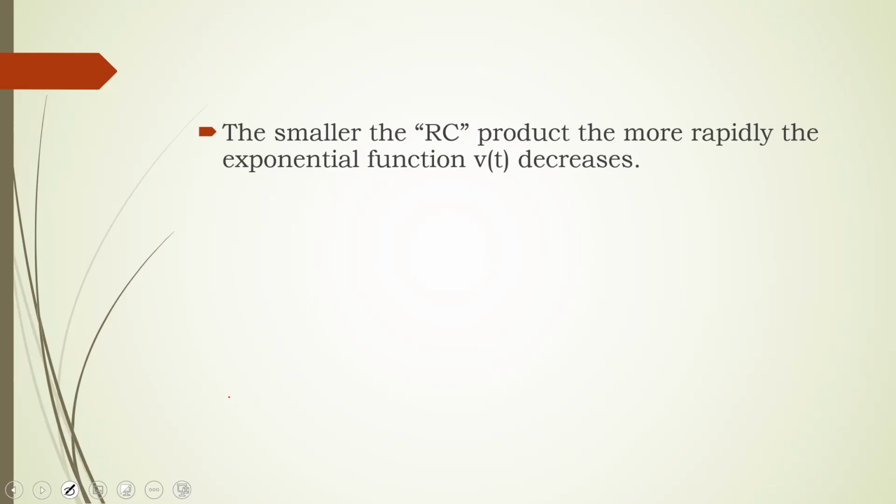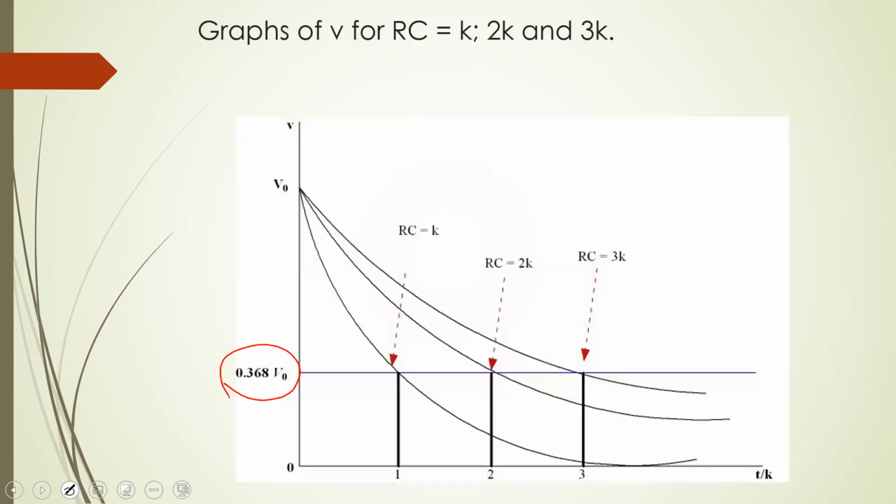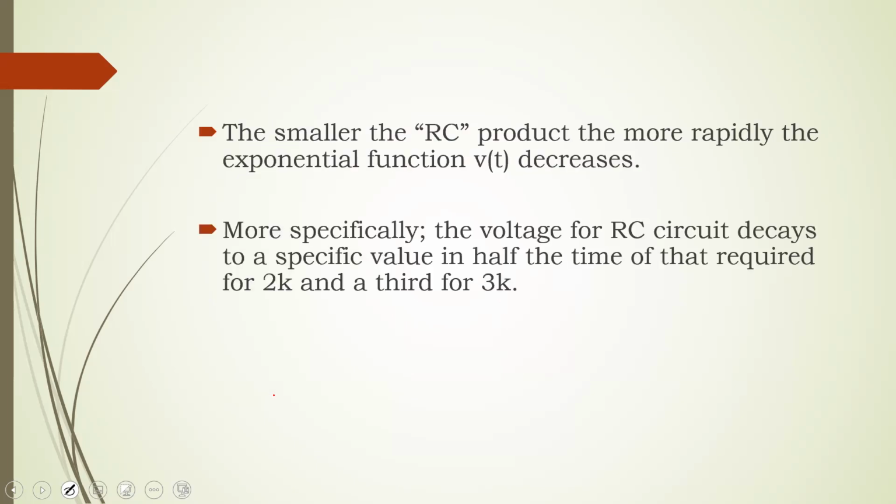The next statement, and bear in mind that we were looking at this value here, eh? This is more of a clarification or being more specific on the first point. And that is the voltage for the RC circuit decays to a specific value in half the time of that required for 2K and a third for 3K.